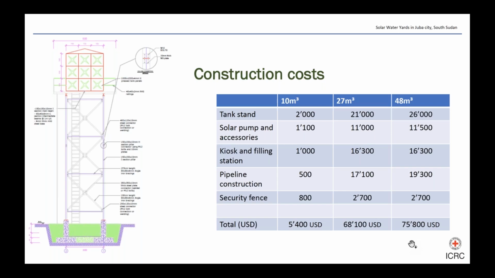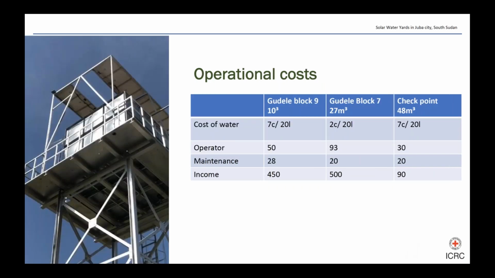In terms of the operational costs, which are the next slide, the community basically decides together how much they're going to charge for the water. This is to ensure that all the community members can afford the water. On average, each family spends $1 each month on water. If I use Gudele Block 7 as a case, that has 700 families benefiting from the solar water yard, they're collecting $500 per month. Therefore, in 1 year, they will collect $6,000.